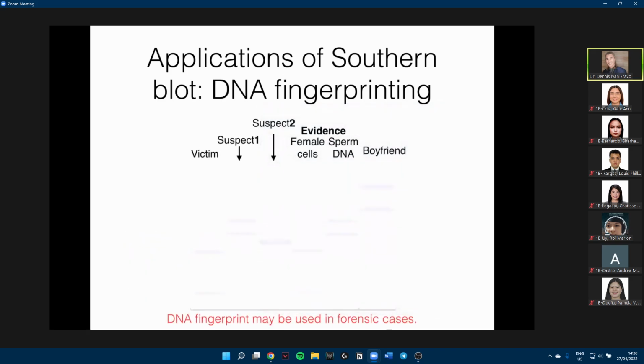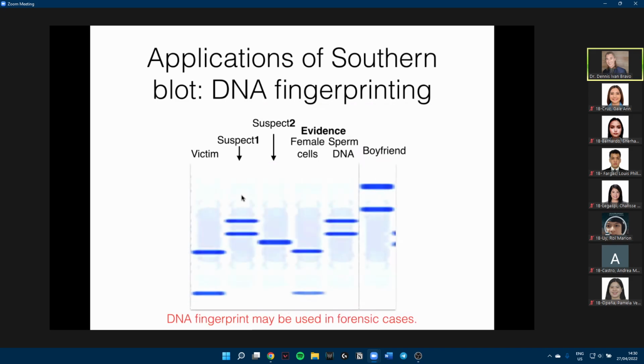Like say, for example, we have here the victim of sexual assault. There's the evidence that contains DNA from the victim and from the perpetrator of the crime. So there's the suspect 1 and 2, and then there's the boyfriend. Since the sperm DNA matches suspect number 1, you can tie in suspect number 1 to the crime scene. And thus, you can provide evidence that he could be responsible for the sexual assault.